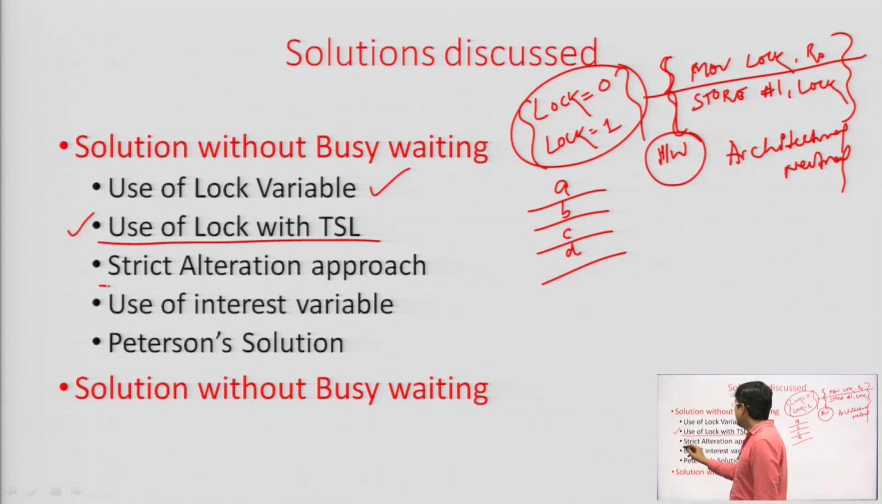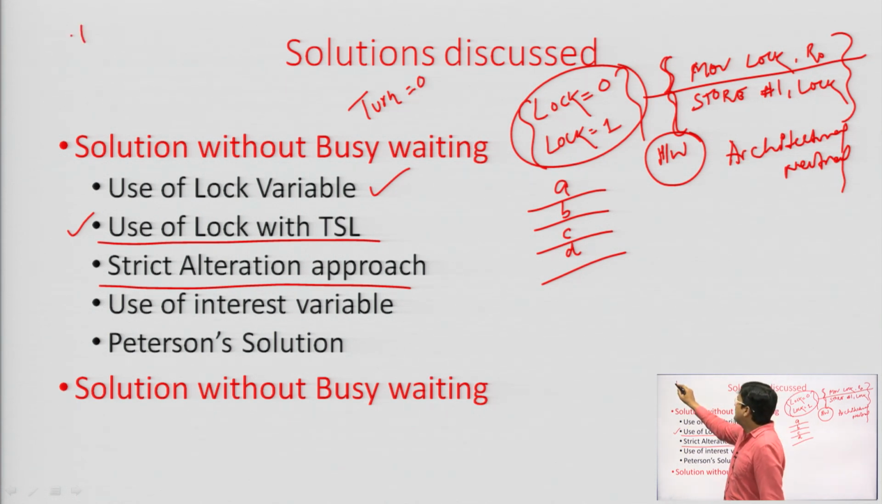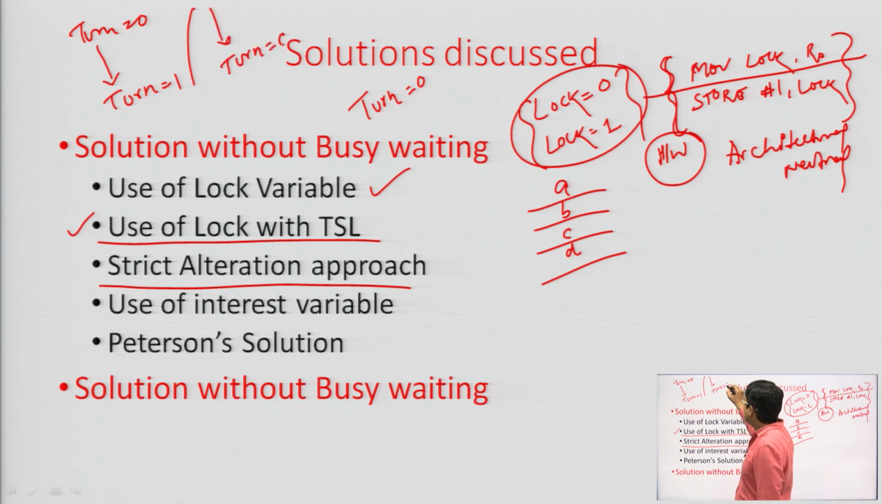Another approach is the strict alternation approach, wherein we make use of the turn variable, which is initialized to 0. When the value of turn is 0, it means process number 0 can enter the critical section, and while exiting it makes turn 1, which means process number 1 can enter the critical section. Process 1 executes the critical section, and after exiting it sets the value of turn as 0. So, process 0 executes, then process 1 executes, then again process 0, then process 1. So, alternation is there, so bounded wait will be there.